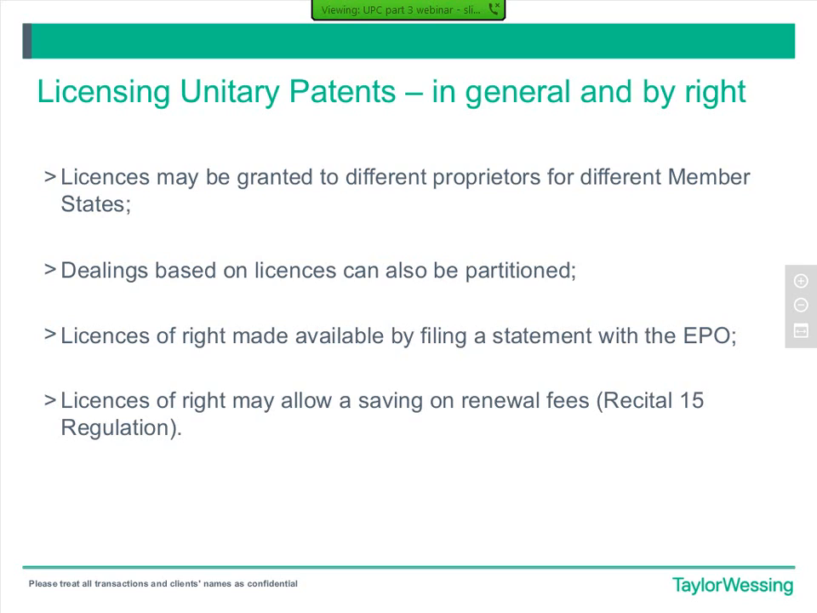The proprietor of a unitary patent must also file a statement with the EPO saying that it is prepared to grant a license in return for appropriate consideration. The regulation also suggests in its recitals that a statement of that kind should allow a reduction in renewal fees. However, at the moment, no further details of this work or the amount of the reduction have been made available so far. It is likely that this will be dealt with at the same time as renewal fees, probably later this year.